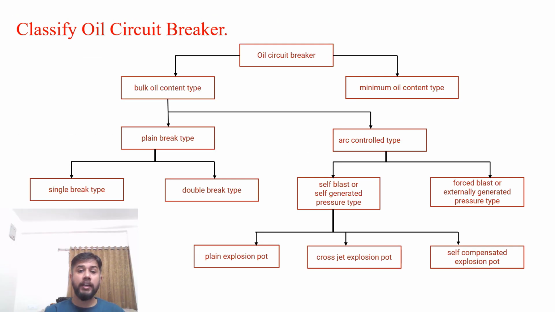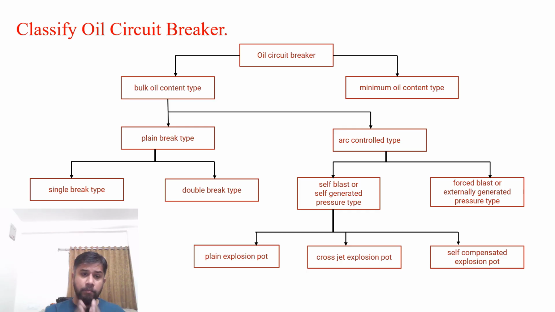Classify oil circuit breaker. This question is asked many times in the examination for 2 or 3 marks. Oil circuit breaker is classified basically into 2 types: first is bulk oil content type circuit breaker, and second is minimum oil content type circuit breaker, like BOCB and MOCB. Bulk oil circuit breaker is classified into 2 types: first is plain break type and another is arc controlled type.